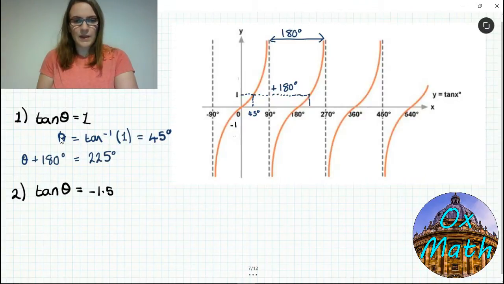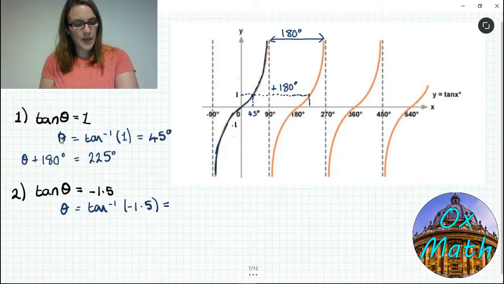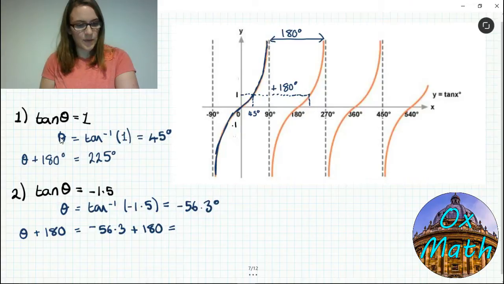In terms of the answer your calculator will give you, it will give you the answer from this portion of the graph. So you might get a negative answer out, but again, you can just move along 180 degrees to get your second angle. So let's have a look at tan theta equals minus 1.5. Again, we use our calculator to get the first answer by doing tan minus 1 of minus 1.5, which your calculator will tell you is minus 56.3 degrees. Now we can use our rule and add 180 degrees on, and in this case, minus 56.3 add 180 is equal to 123.7 degrees.